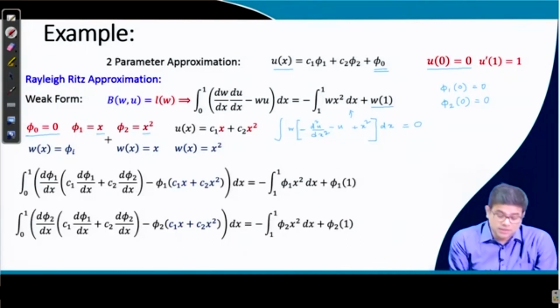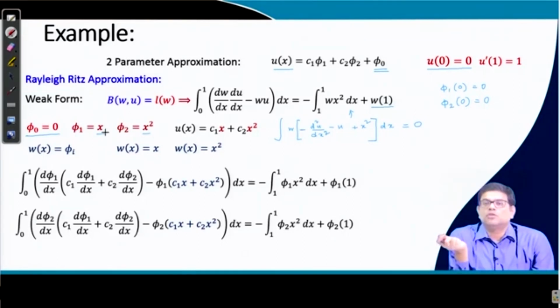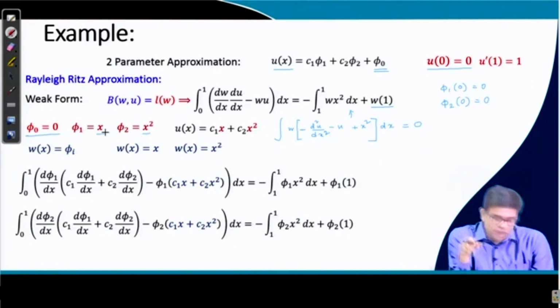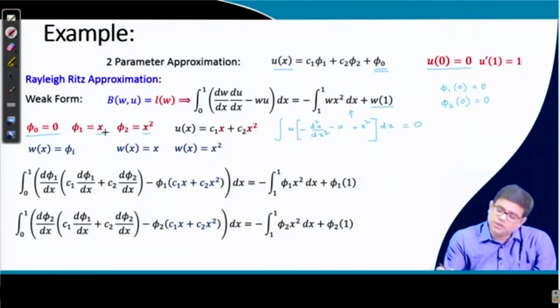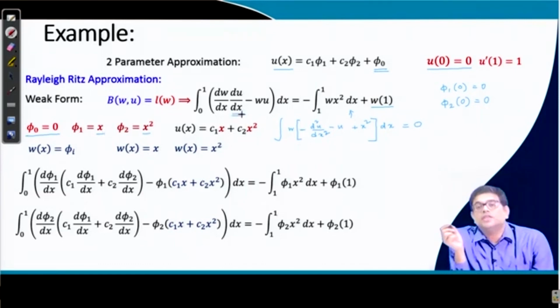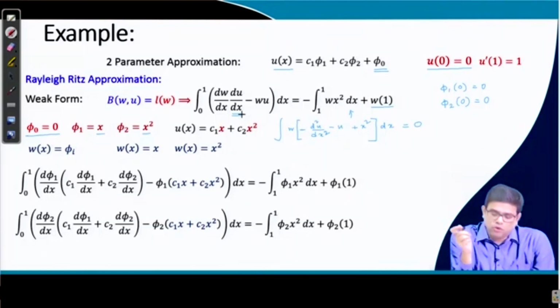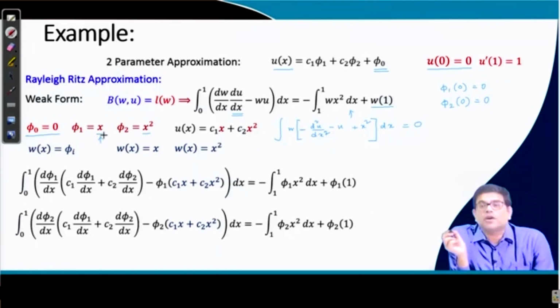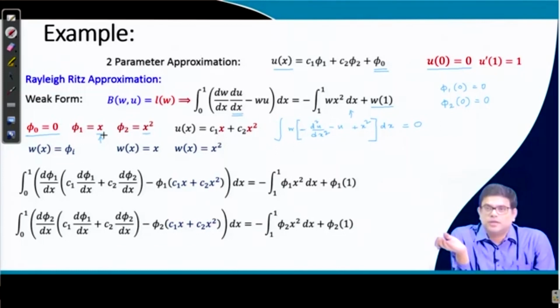This is a complete polynomial because it consists of x and x square, so the lower order polynomials are also included. Another requirement is differentiability. Here the differentiability requirement is only first order, so that del u del x or del w del x should not be 0. The minimum function that satisfies this is phi 1 equals x, so naturally I took phi 2 as x to the power 2.